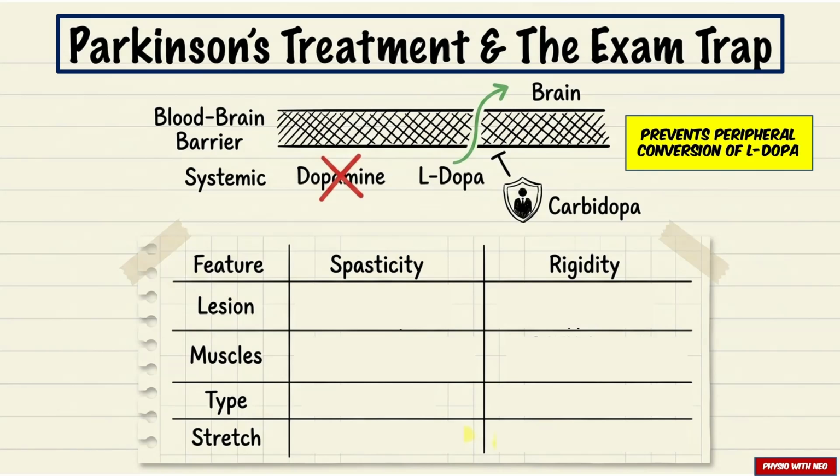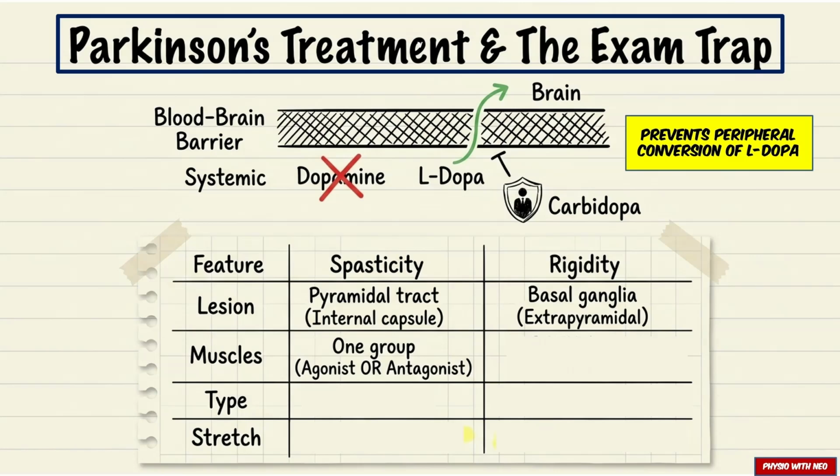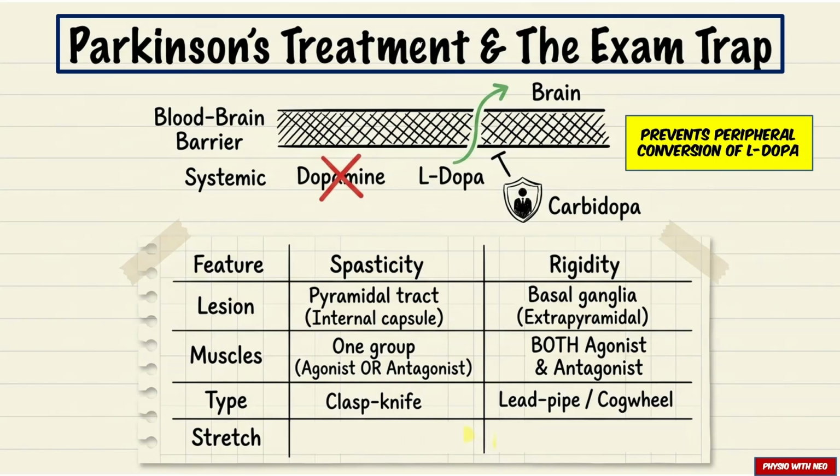Now look at this comparison table. Students often confuse spasticity and rigidity. Spasticity, the lesion is in the pyramidal tract. Rigidity, the lesion is in the basal ganglia. Muscles involved in spasticity are only one group, whereas in rigidity, both agonist as well as antagonist muscles are involved. The type is clasp knife type in spasticity, whereas rigidity is lead pipe or cogwheel.